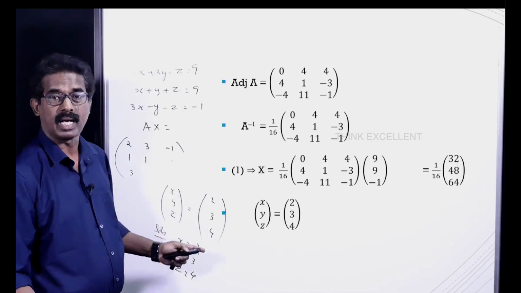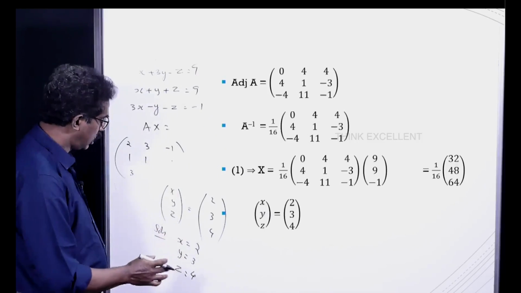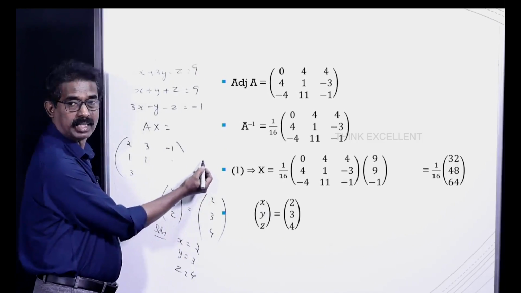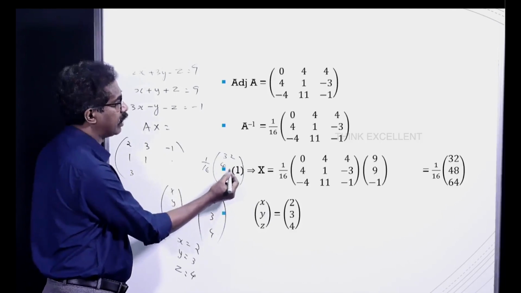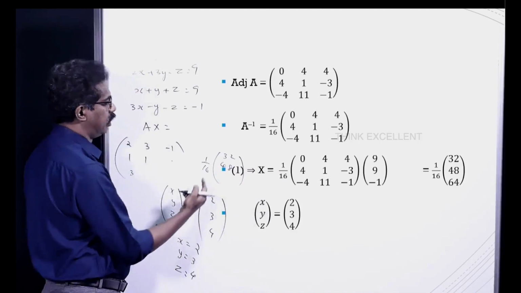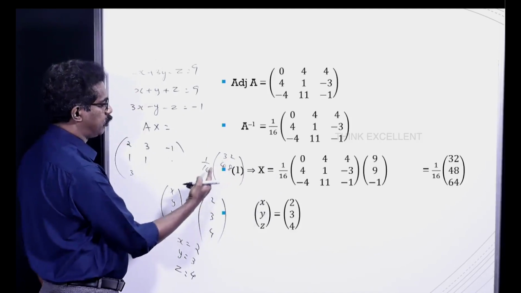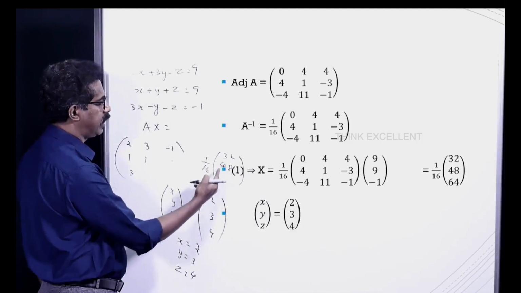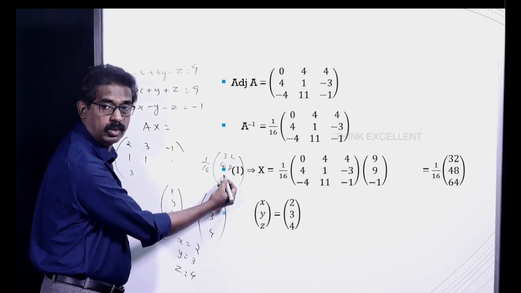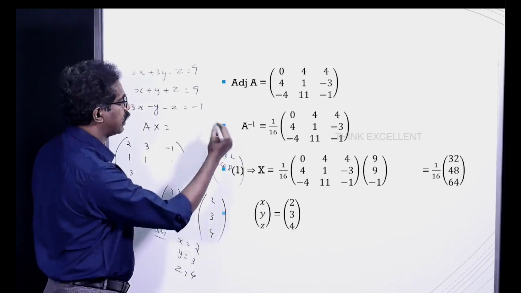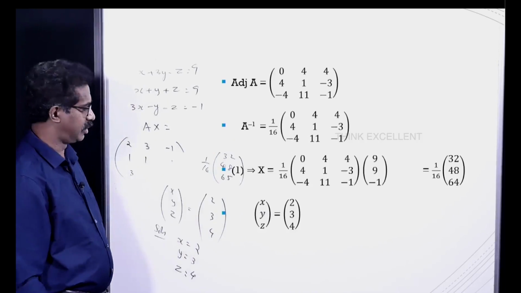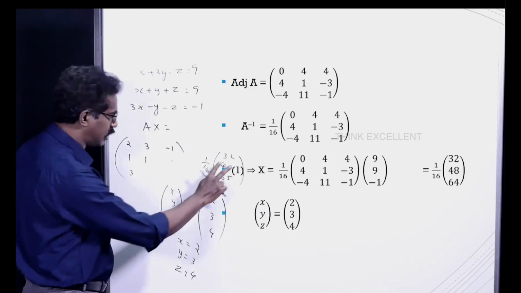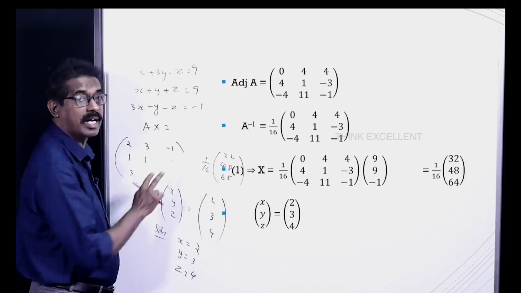But do it very carefully. The main thing is, listen, here outside you have 1 by 16, right? 1 by 16 into something. Here you have 32, 48 and 64. 32 by 16, 48 by 16, and here you are getting 64. Suppose in the calculation you got 65. Then you know there may be some mistake, because this gets cancelled, this gets cancelled, and here it is not cancelling, right?